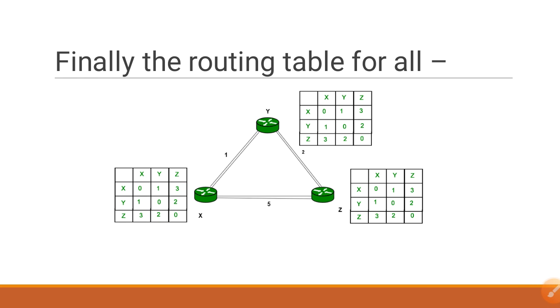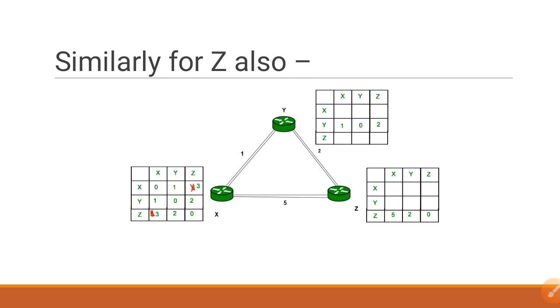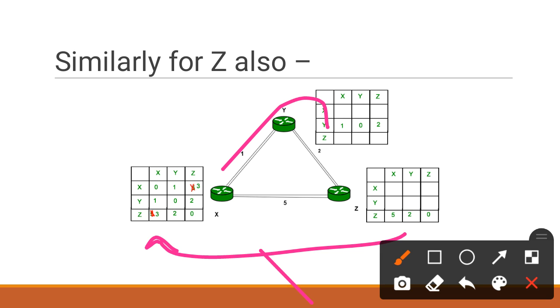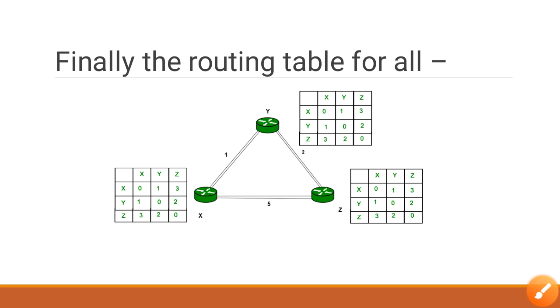First of all we will complete the table of X only. Z to X is given as 5, but now we are calculating the shortest distance by 2 hops, so it will be written as 3. Then Z to Y, this distance is 2. Z to Z is 0. Likewise the remaining tables are confirmed with the help of this diagram.